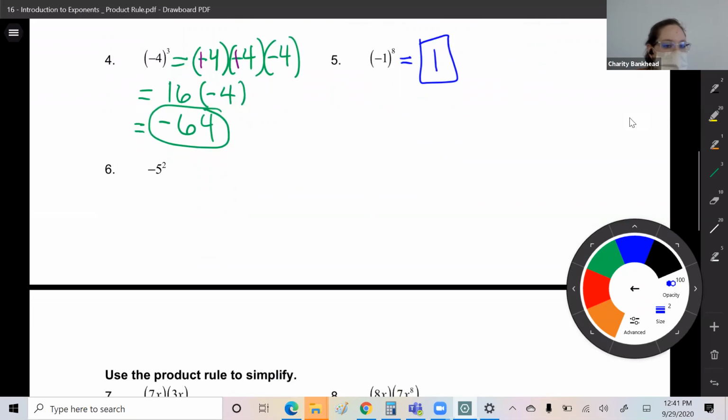Okay, number 6 says negative 5 squared, but the negative 5 is not in parentheses. So that means that my answer is going to be negative, because the base is just 5. The base is not negative 5 in this case. So that negative is separate. So the answer for this would be negative 25.